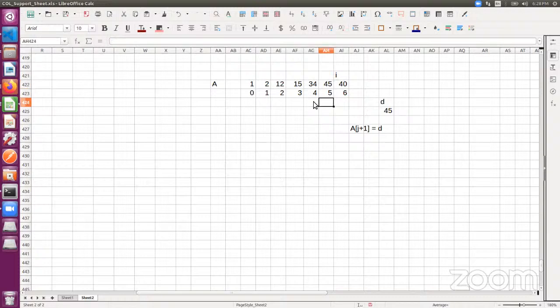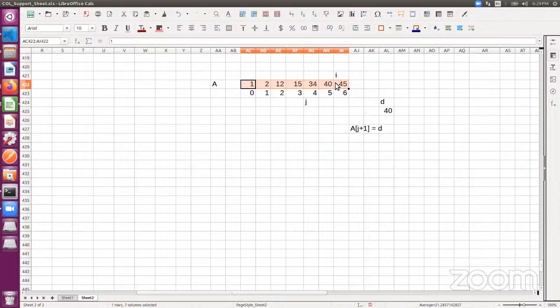Now I is pointing to 40 and d is 40 now. Okay. So now 40 compare with 45. 40 is less than 45. So move 45 to the next position and then decrement j. Compare 40 with 34. D is greater than 34. So break. Coming out of the loop, a of j plus 1. J is 4. So 4 plus 1 is 5. So a of 5 equal to 40. That's it. So this is your insertion sort.